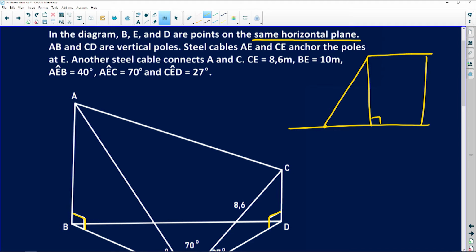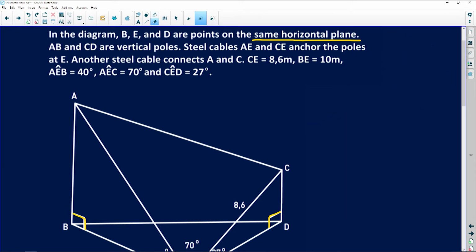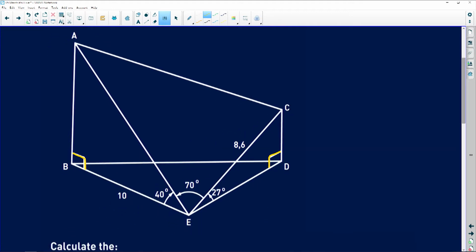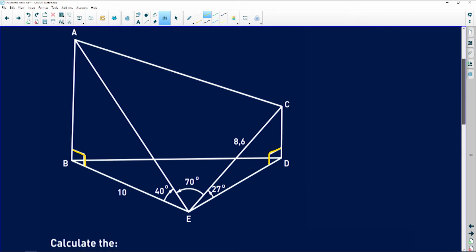Lastly, it gives you a bunch of measurements. So CE, which is a cable, is equal to 8,6. BE is equal to 10 meters. Angle AEB is 40 degrees. Angle AEC is 70 degrees. And angle CED is 27 degrees. Okay, so guys, just double check that they've put all that information on your diagram, which they have. They've put all the measurements and the degrees.